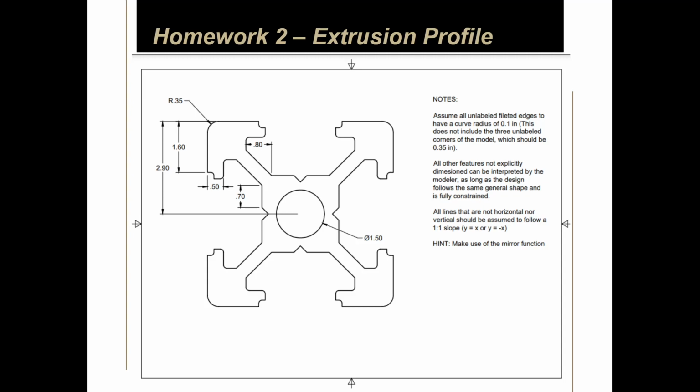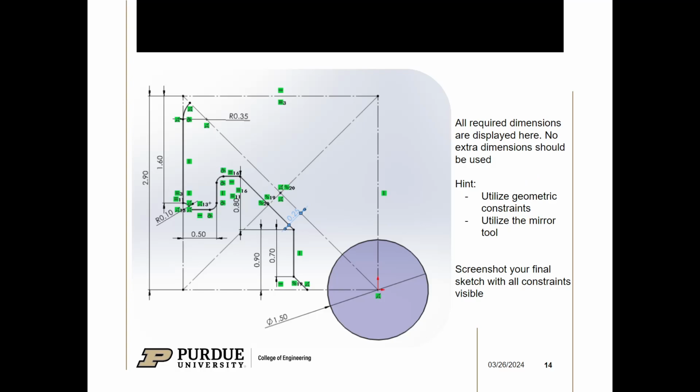But the point of this assignment is to utilize geometric constraints to their fullest extent. So all you should need are these numbers on the screen. This is kind of a hint to you to create your sketch. I did one part of the profile and then I mirrored it along this plane here. And then I did a circular pattern and I copied it 4 times.